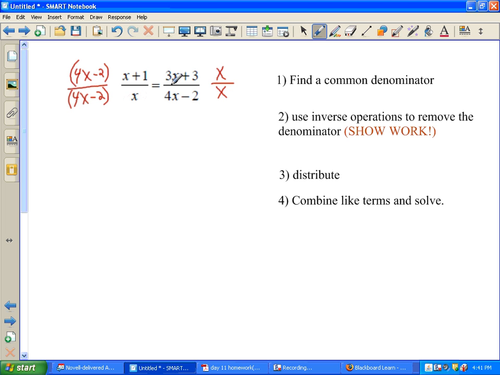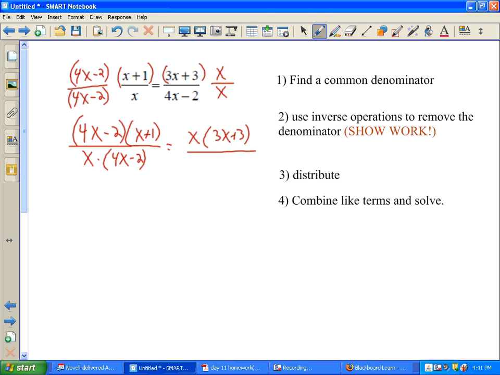So now, I can either do all of this distribution right now, but I am going to try to get rid of the denominator first. So I'm going to leave it as 4x minus 2 times x plus 1 all over x times the quantity 4x minus 2 equals x times the quantity 3x plus 3 all over x times the quantity 4x minus 2. Notice that the denominators are the same.